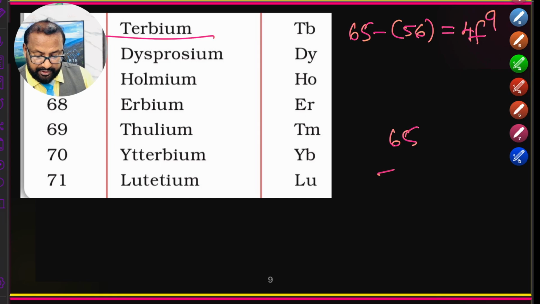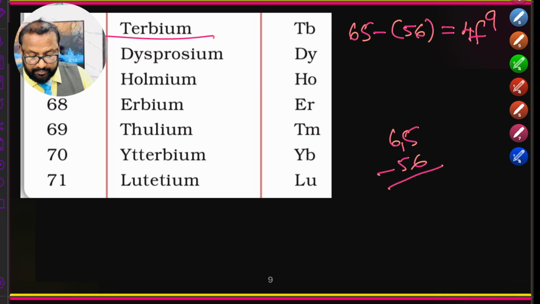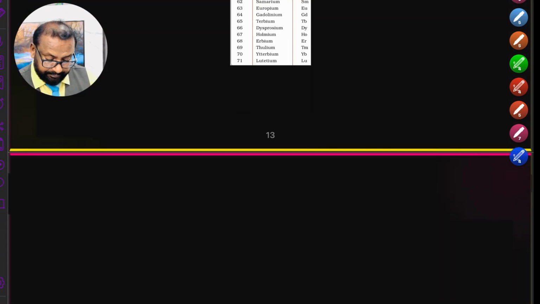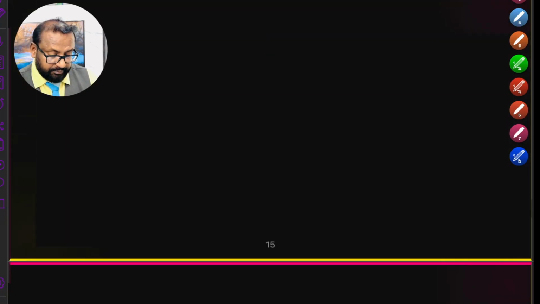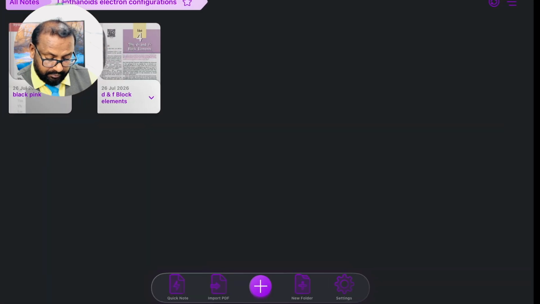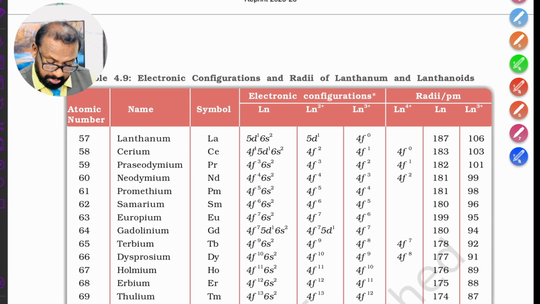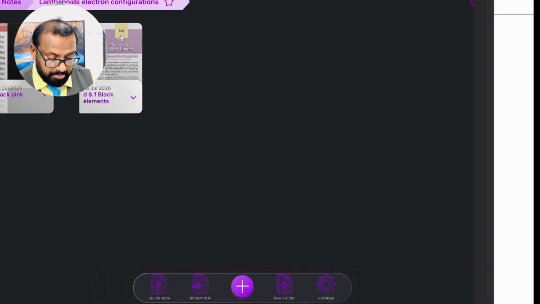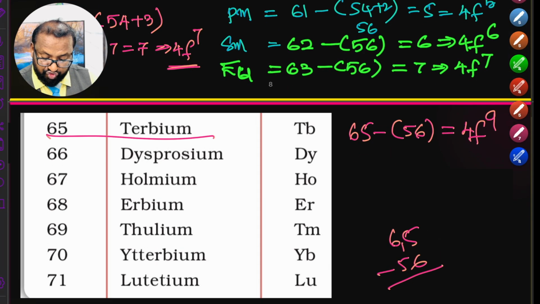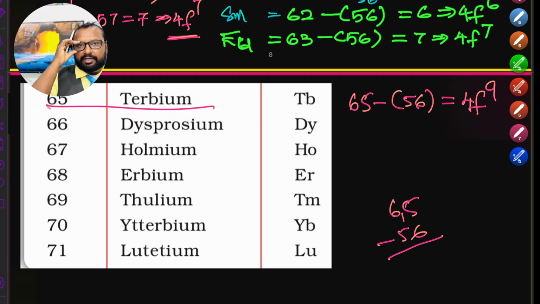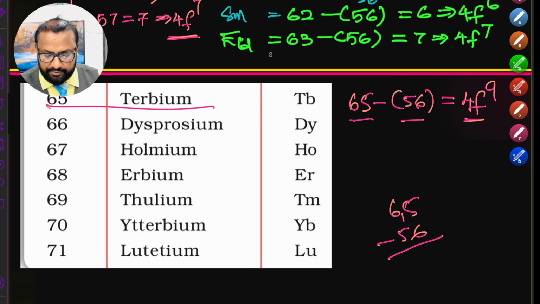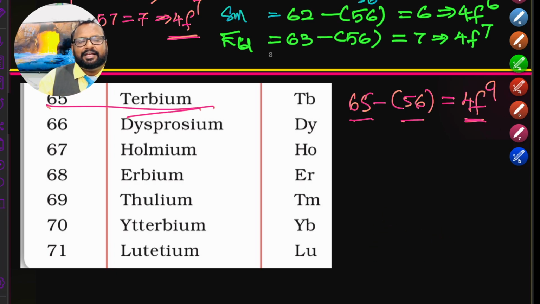65 minus 56 gives 9. Why? Because of the d electron. So 65 minus 56 gives you f9 configuration for terbium. It works for all the elements as well as ions.